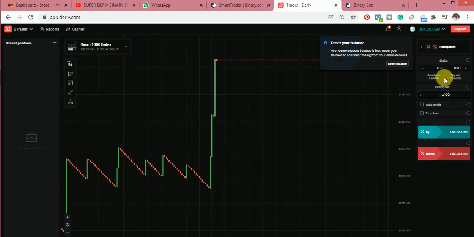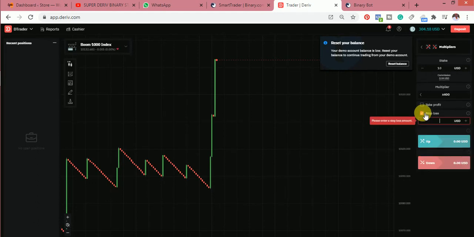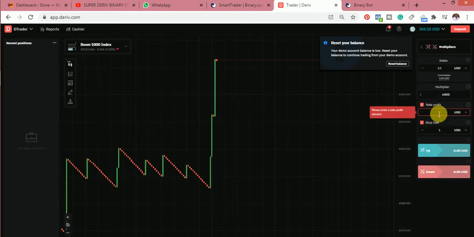400%. Let me realistically choose $10, and I wish to place a stop loss, and that stop loss should be $1, although I don't normally use that. And then take profit, I just want to take profit at $1 as well. Well, I want the trade to stop and take profit at $1. Alright, so now what can we do?